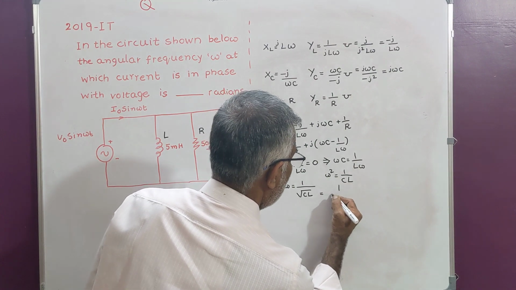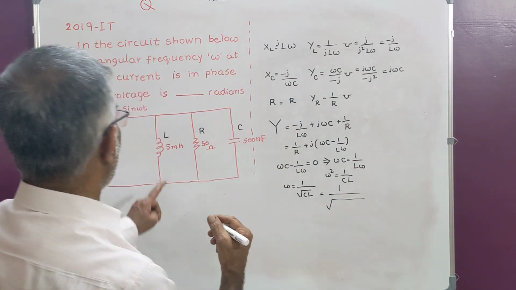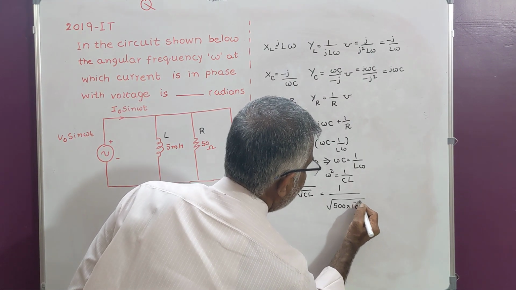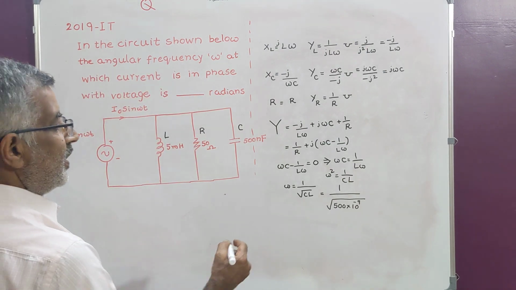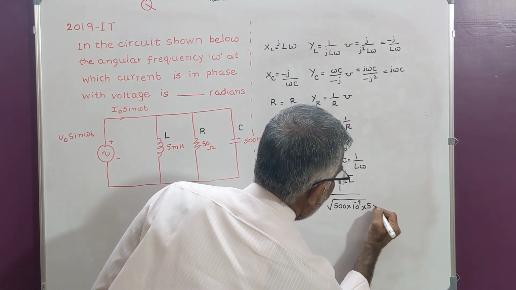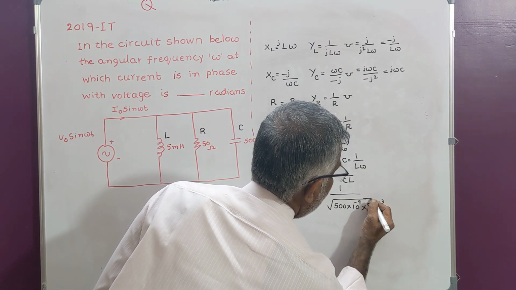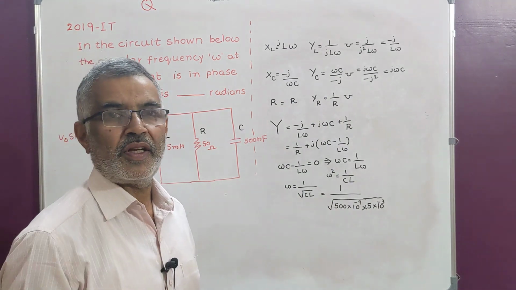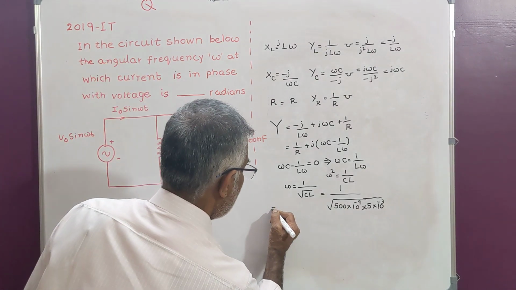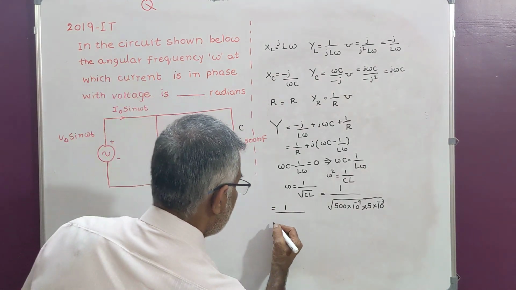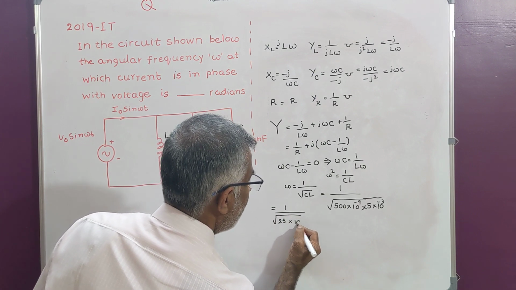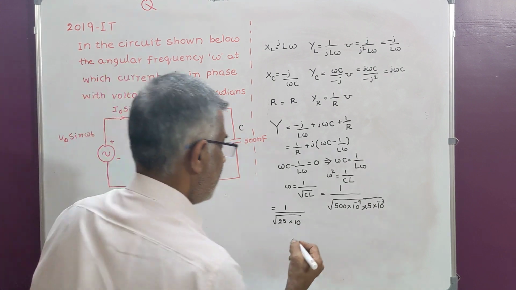So omega is 1 over root of C L. C is 500 nanofarads, which means a factor of 10 to the power minus 9. Then L is 5 millihenry. Now resistance has nothing to do with resonance. It can only alter the magnitude of the current. That's all. This equals 1 over square root of, simplify, 25 into 10 to the power of minus 10.